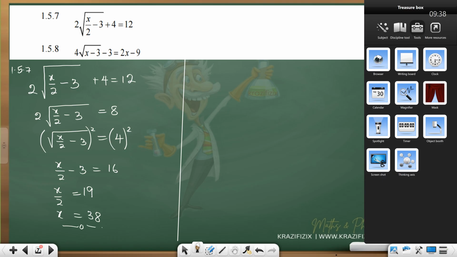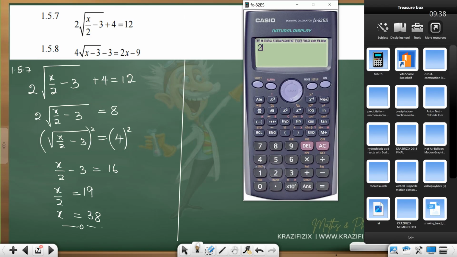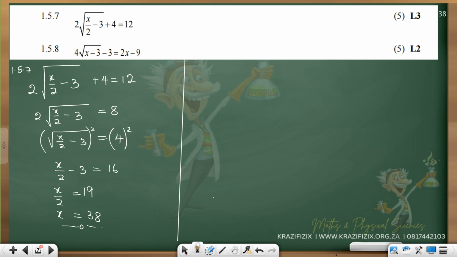1.5.8. Let's test this quickly. Let's make sure it works. Always test, even if you have one answer. 2 root of 38 divided by 2. We have minus 3. Then move out of the square root. Plus 4. We have 12. So it works.